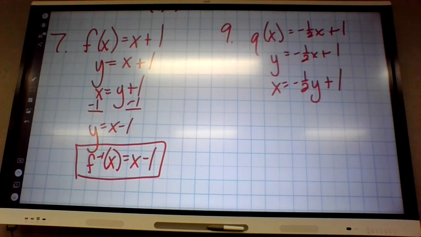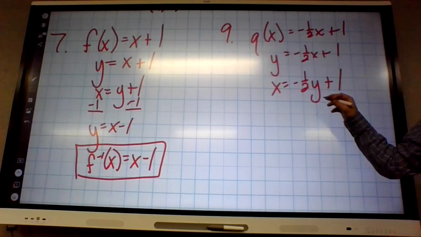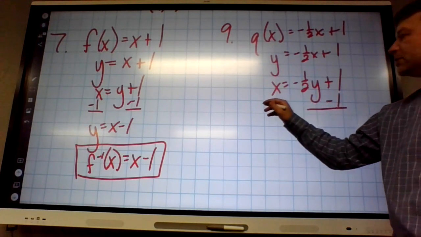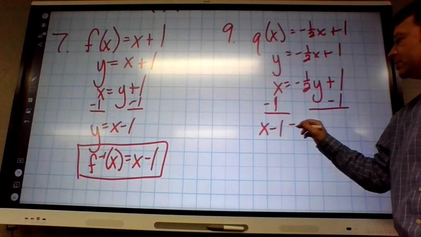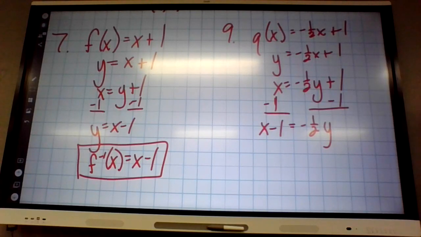All right, how do I solve this one for y? How do I get y by itself? Minus 1. x minus 1. Then how do I get rid of the negative 1/2? Divide. How do you divide by negative 1/2?